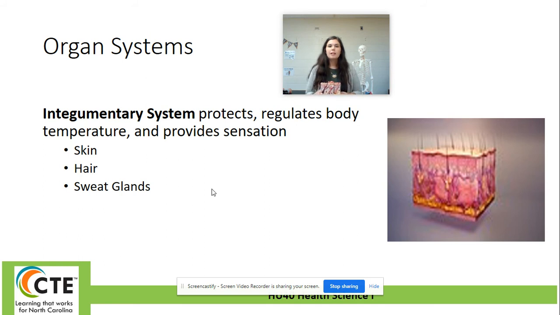And it also helps provide sensation because we have nerve cells and nerve fibers all throughout our skin that sense things from our environment. So of course, your integumentary system involves your skin as well as your hair and your sweat glands. Okay, so here we have our little hair, we have the different layers of the skin.